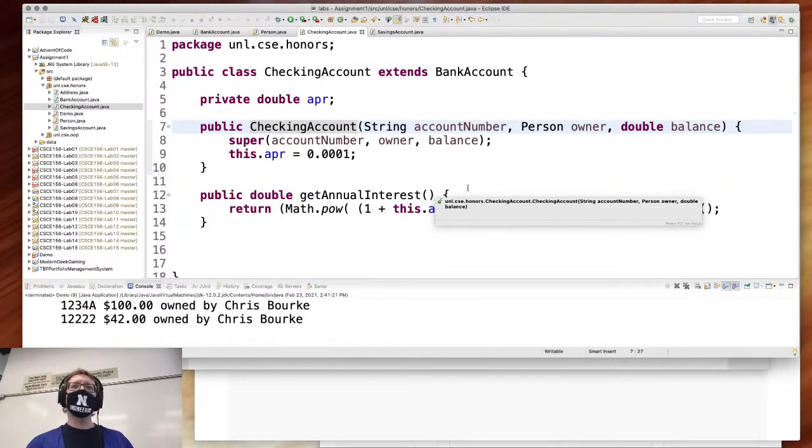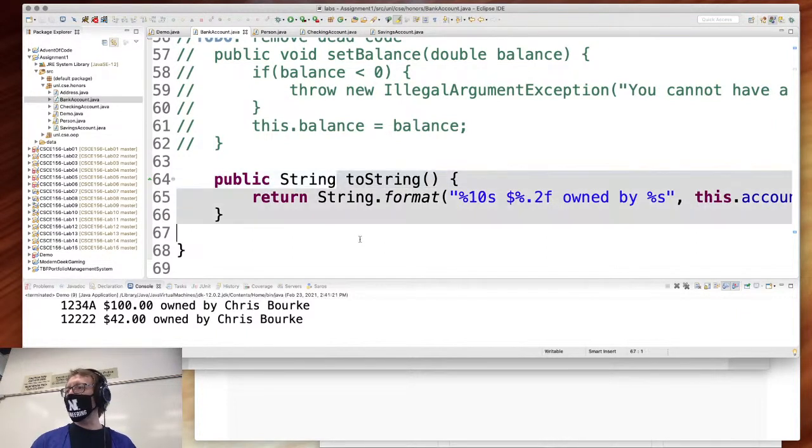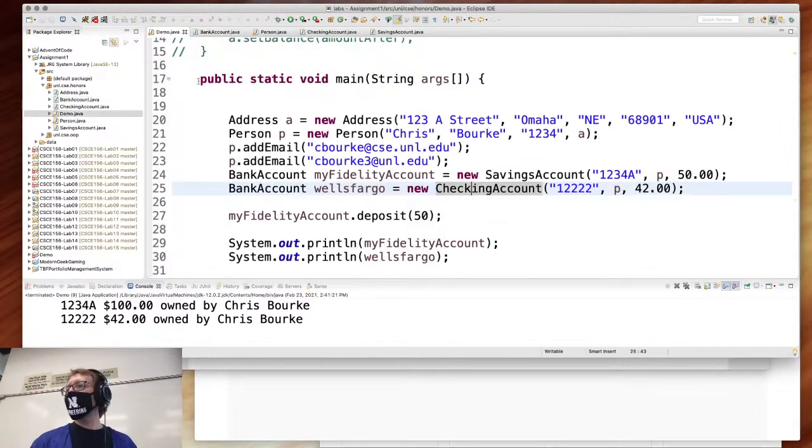Did I specify the toString method? No. Why? Because that was already done in BankAccount. Again, it goes back to code reuse. I only have to write this method once, and if I don't want any changes to it, all subclasses can inherit this method. Okay? So let's go back over to the demo here.